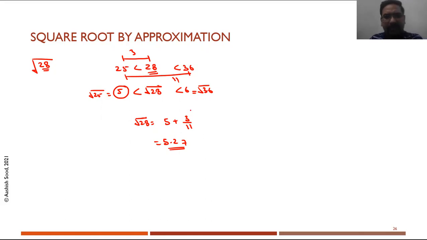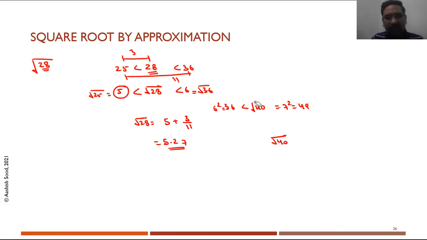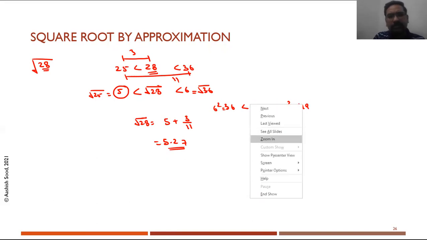Let's try another example. Let me find the square root of number 40. Now 40 lies between 6 ka square, which is 36, and 7 ka square, which is 49. So the square root of 40 will lie between the roots of these two numbers, which is 6 and 7.